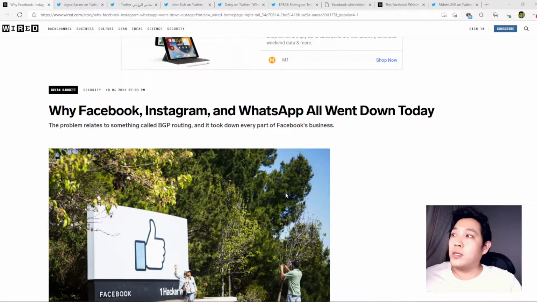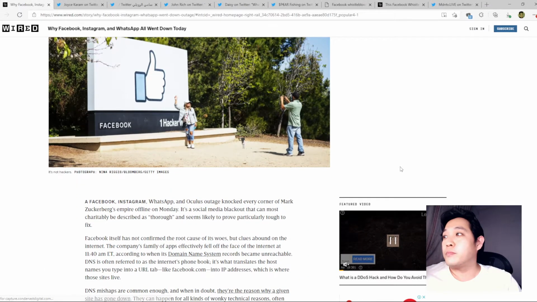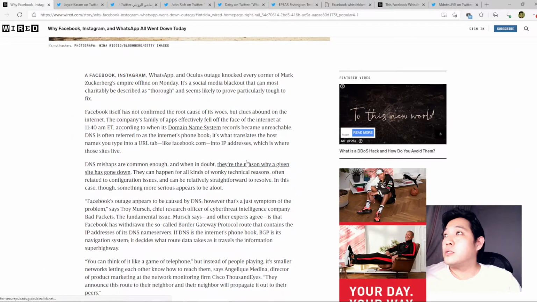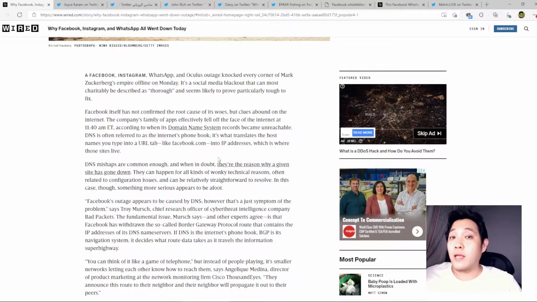They say that it's related to something called BGP routing, and it took down every part of Facebook's business. Oculus was down too. So Mark Zuckerberg's entire empire went offline. This social media blackout, which I reported as well, is a complete outage of the entire Facebook network. Everything that's owned by Facebook went down.